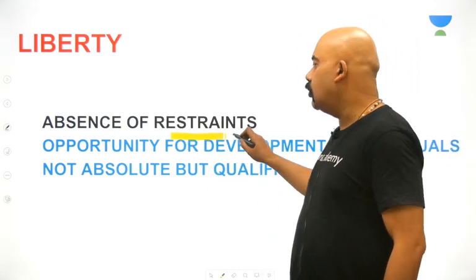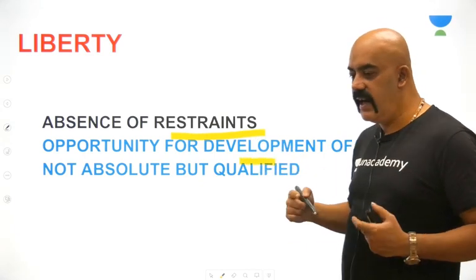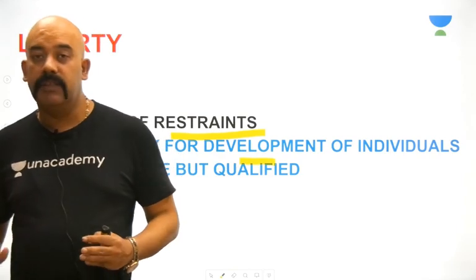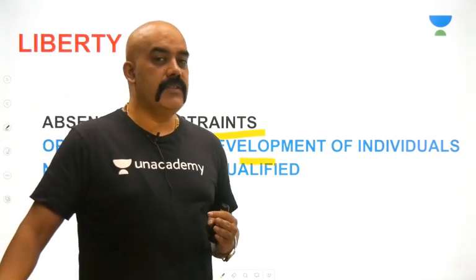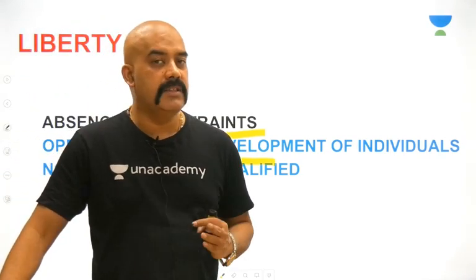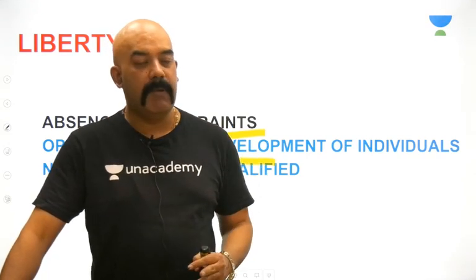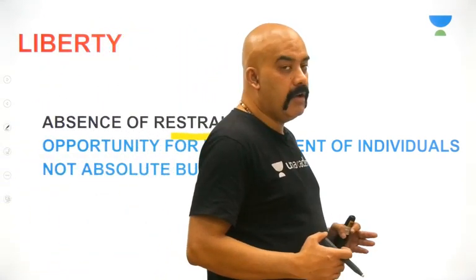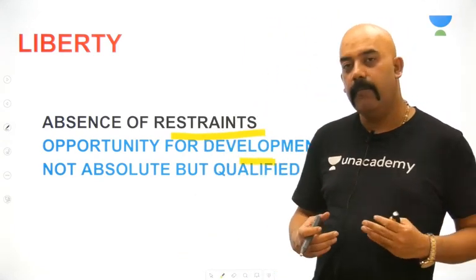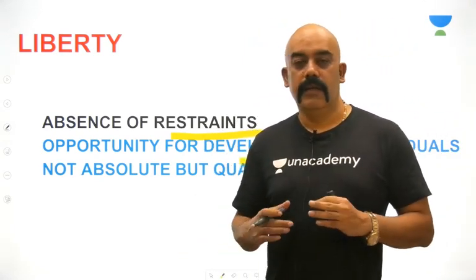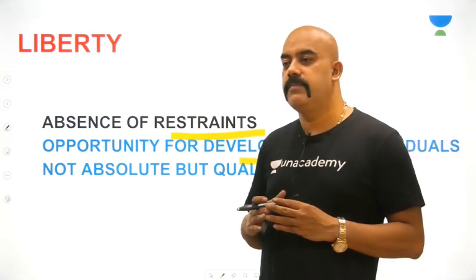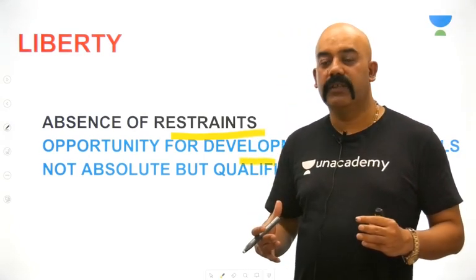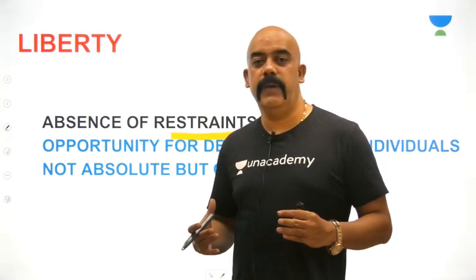Now liberty has two connotations. One is negative and one is positive. Negative says there should be an absence of restraint. Now when I say absence of restraint, it does not mean that there cannot be reasonable grounds of restriction. There can be, but it cannot be arbitrary, it cannot be random, it cannot be discriminatory. The second important part is positive liberty. That is, even with the absence of physical restraints, there can be some blockages on you which do not let you develop as a complete individual.